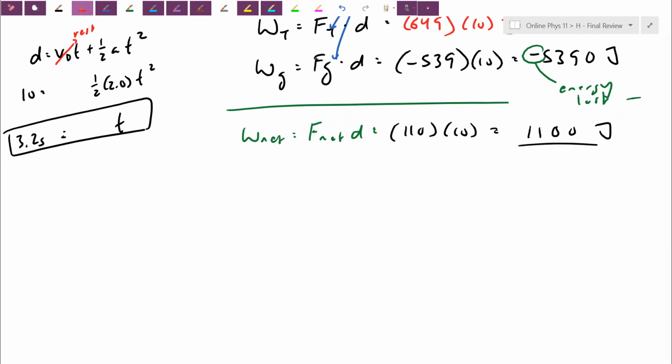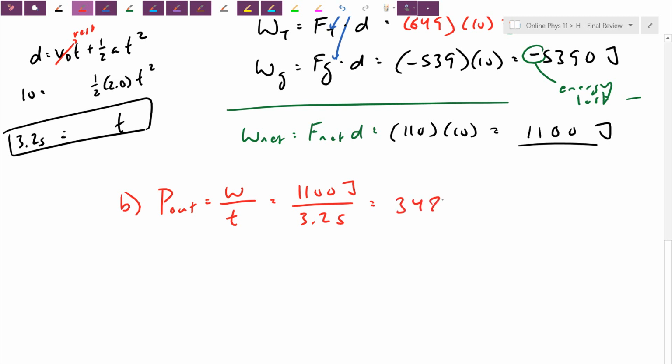So for part B, you're going to find how much power output this elevator actually gave you: work divided by time. I ended up getting only 1100 joules of useful work. It took 3.2 seconds to do that. 1100 divided by this time gives me roughly 348 watts. For every second I was able to deliver about 348, so in about 3 seconds of time I deliver a little over 1100. Now my elevator again had a power rating.